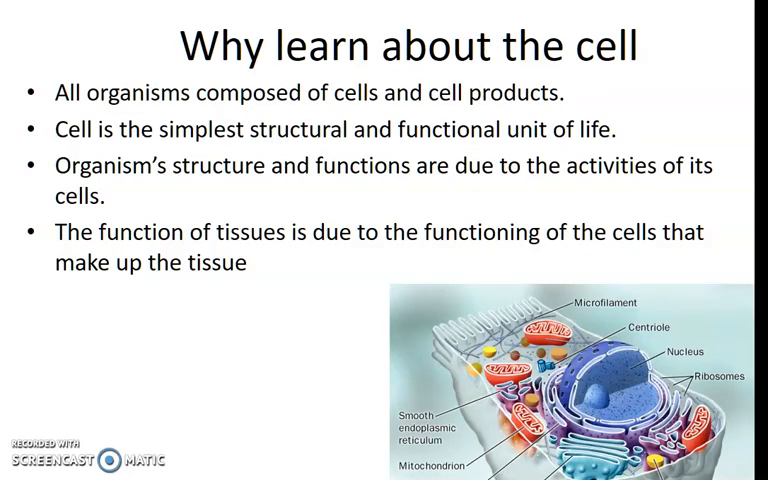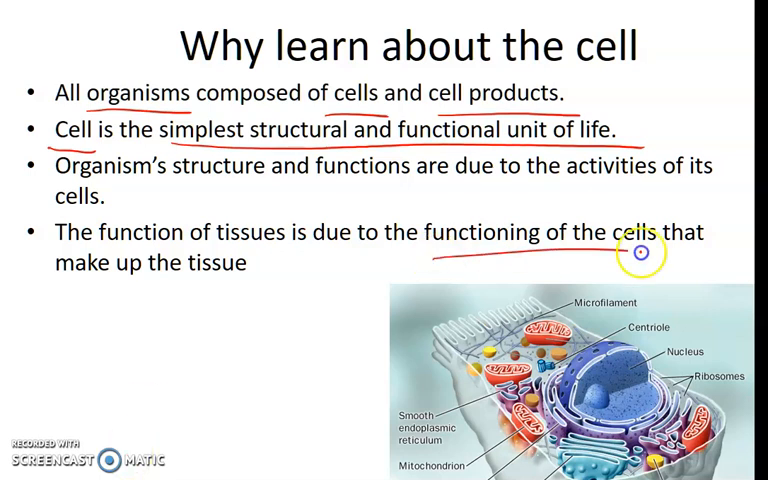So, why do we have to learn about the cell? That's microbiology in Bio 130. Well, all organisms are made of cells and cell products. Your bones, it's calcium and a collagen fiber. That is a product of cells called osteoblasts. And cells are the simplest structural and functional unit of life. And how an organ works depends on the cells inside and what they're capable of. So the function of tissues and organs is due to the functioning of these cells. That is why we have to look at these cells.